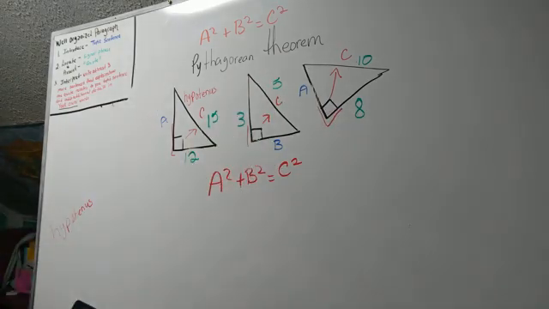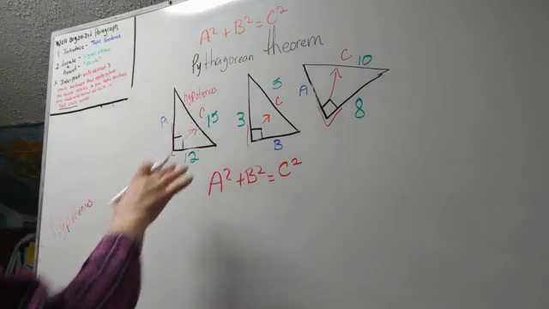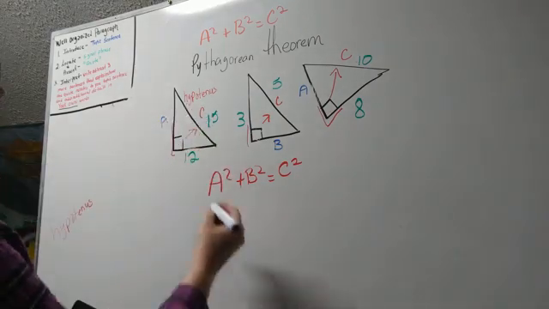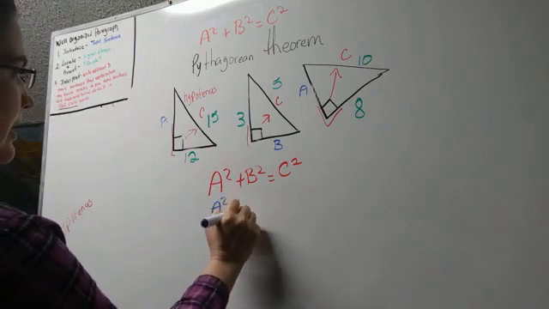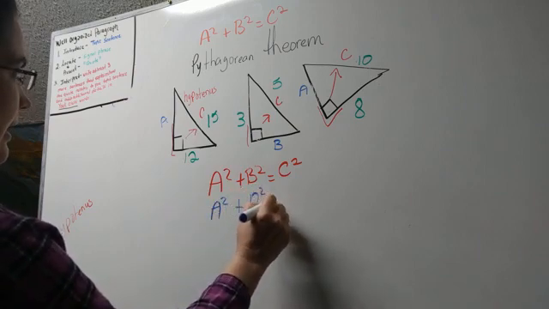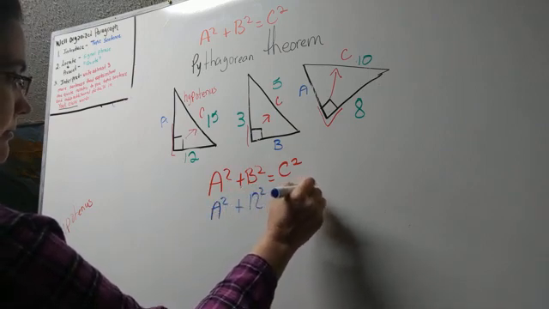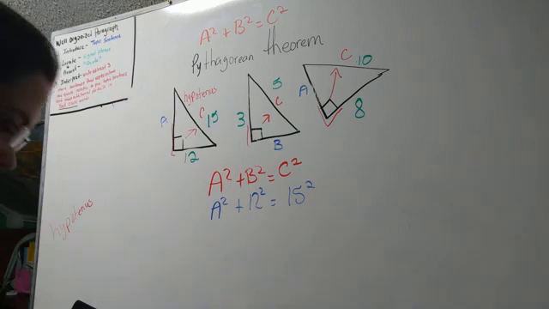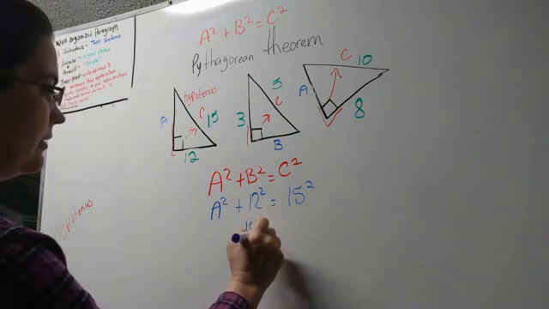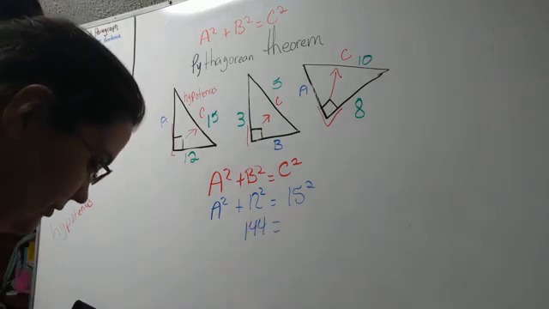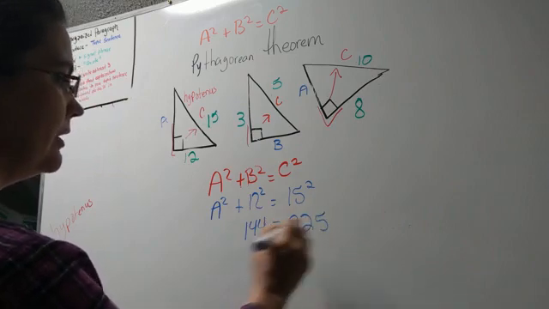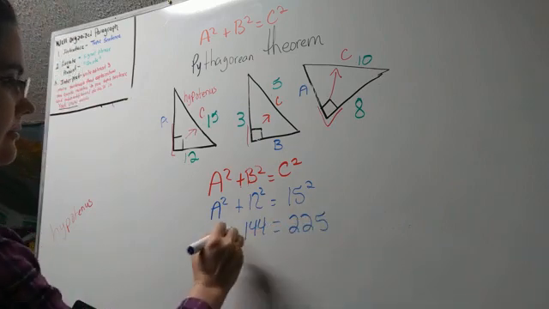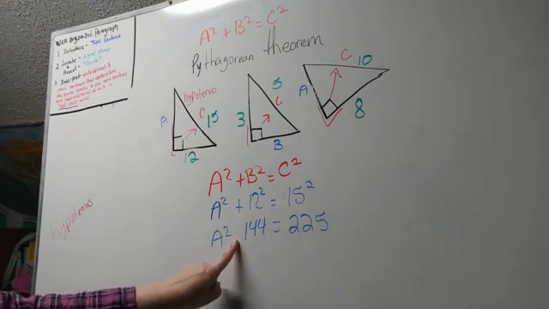Now, we're still going to use our Pythagorean theorem, but we're going to have to make sure that we put these numbers now in the correct spot. So, we have a squared, which we don't know, plus 12 squared equals 15 squared. Okay, so now 12 squared is 144, and 15 squared is 225. And then we've got a squared. But this time we're trying to figure out what the a is.